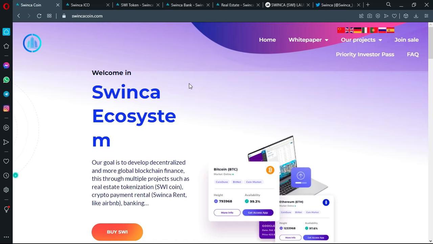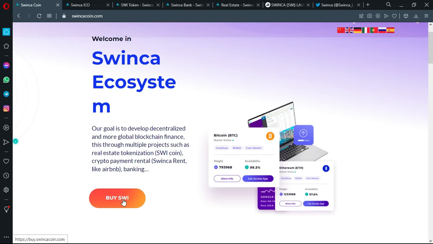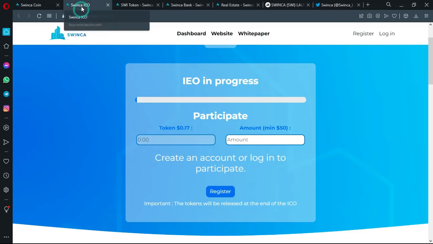You have here in front of you the goal of their project. So the Swinca ecosystem's goal is to develop a decentralized and more global blockchain finance. This is through multiple projects such as real estate tokenization, SWI coin, crypto payment, rental with Swinca Rent, like Airbnb, and banking. You can buy SWI, which is the coin of the project, but it is actually on the ICO, and you'll need to register before you can do so.